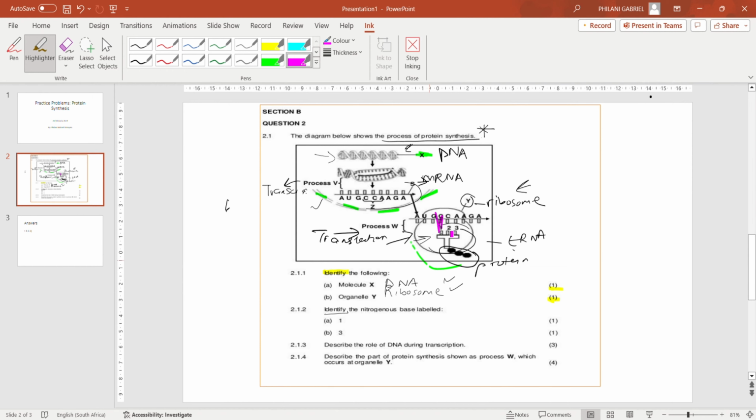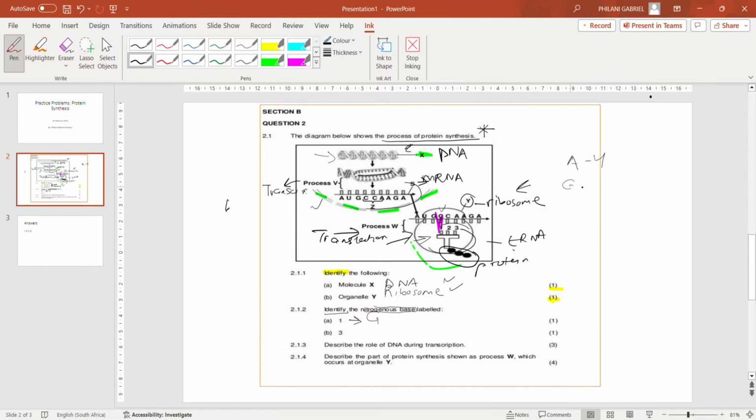So we can definitely write and say that our 1 is G, because they said we need to identify nitrogenous base 1. So the nitrogenous base that pairs up with 1 is C. So it means 1 has to be G, because we know that A pairs up with U in RNA as well as G pairing up with C.